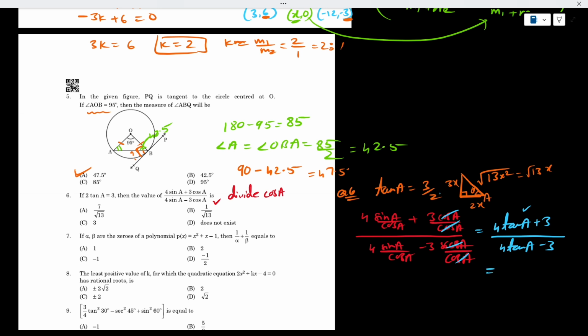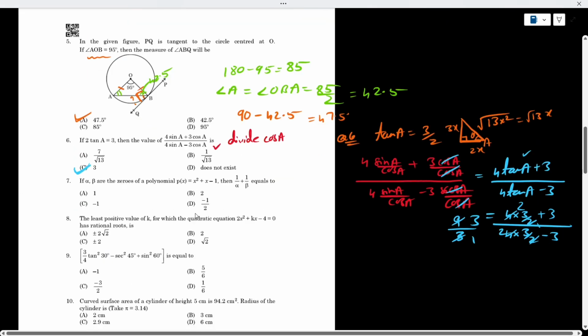So 4 times 3 by 2 will become 6, right? 6 plus 3 by 4 times 3 by 2 minus 3. So the 2s are here, also here, so 6 plus 3 is going to be 9. 9 by, again, 6 minus 3 is 3. So what is your answer here? Answer is 3. So your option number C is the right option. Correct. Next question, question number 7.